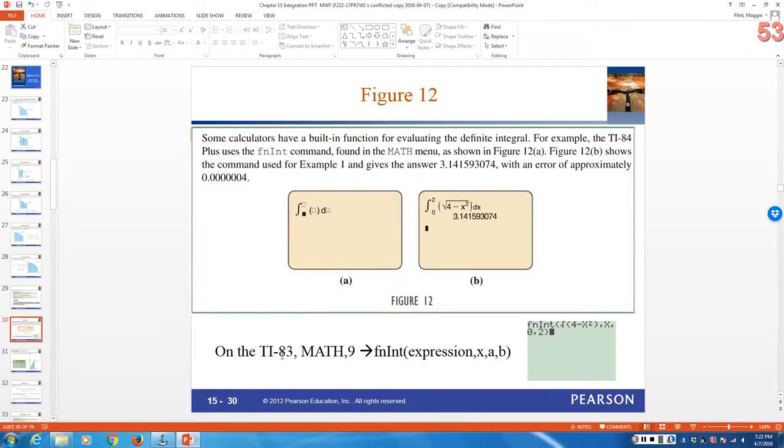On the TI-83 or the TI-84, either one, you press the math button.